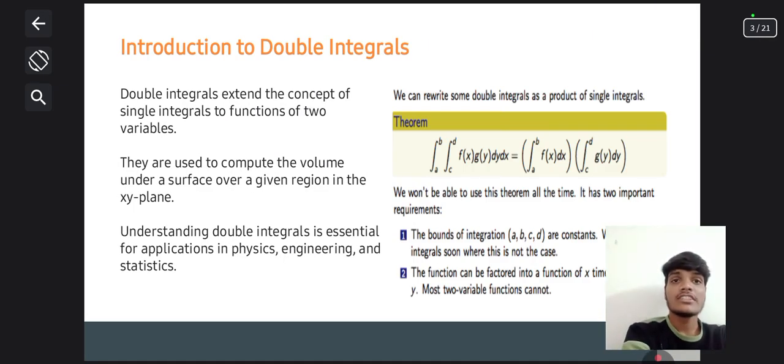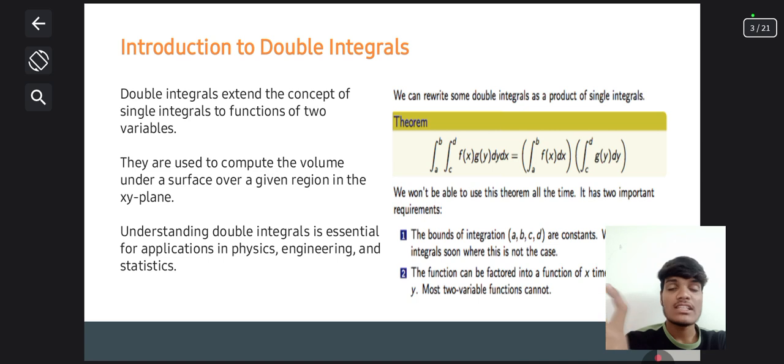What is the introduction of double integrals? Double integrals extend the concept of single integrals to functions of two variables. They are used to compute the volume under a surface over a given region in the xy plane. Understanding double integrals is essential for applications in physics, engineering, and statistics.